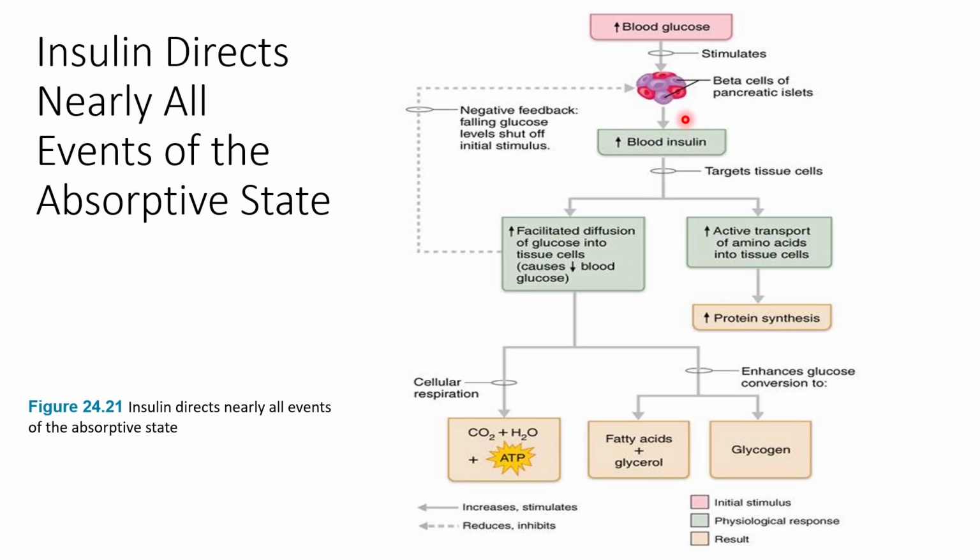Right here, you can see the beta cells producing insulin. Whenever there's an increase in blood sugar, there's going to be an increase in blood insulin from the beta cells, which results in facilitated diffusion of glucose into the tissue cells, causing a drop in blood glucose. The drop in blood glucose has a feedback loop: it prevents the beta cells from producing more insulin. Meanwhile, let's go back.